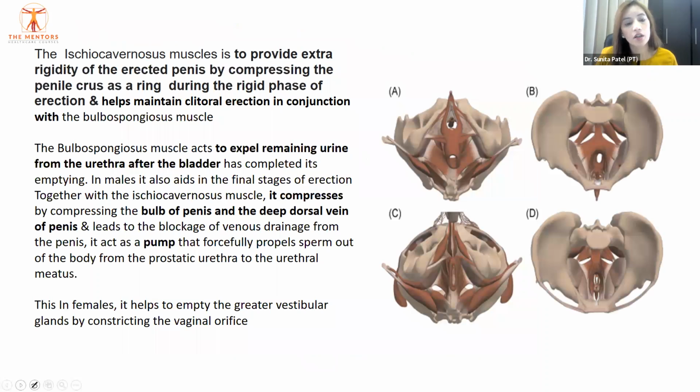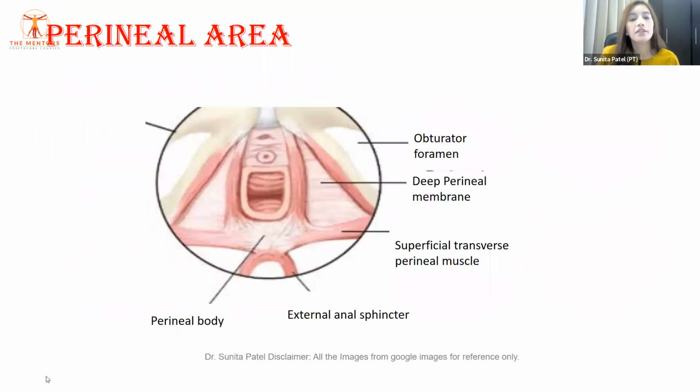So this is one slide. You can take a screenshot and read it. I already explained how the ischiocavernosus provides the erection and expels the remaining amount of urine from the urethra. Take a screenshot and read it, please. You can ask me if you want anything. And this is the perineal body in the center.